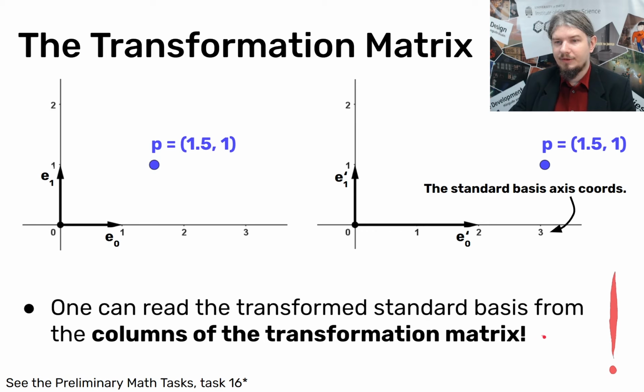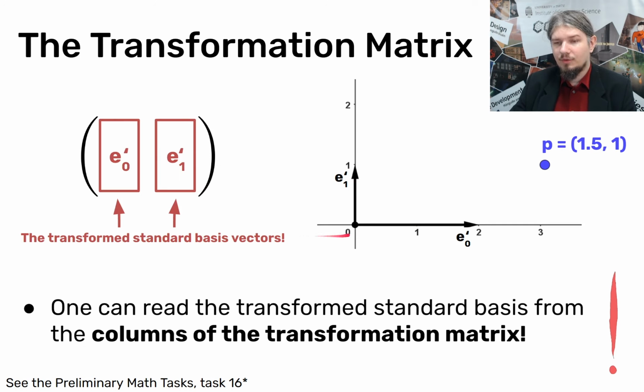And where does this lead to? If we transform the basis vectors, then there is this trick that we can actually read the transformed standard basis from the columns of the transformation matrix. So over here, we have set the coordinate system to be defined by the standard basis again. So these units are the same units that are over here. But if we look at the transformed basis vector, then its coordinates are now 2, 1. And well, the other one has 0, 1 as coordinates.